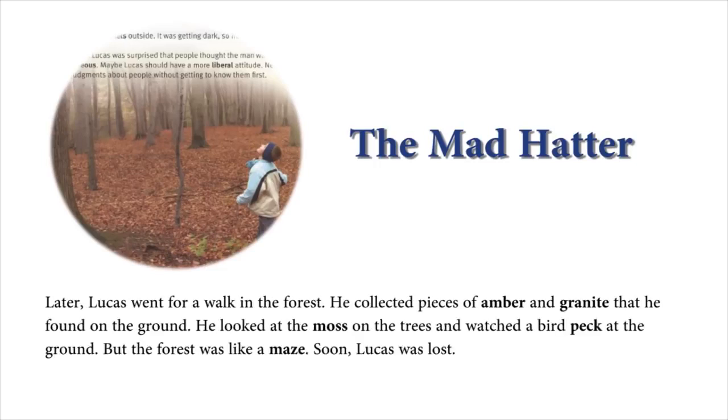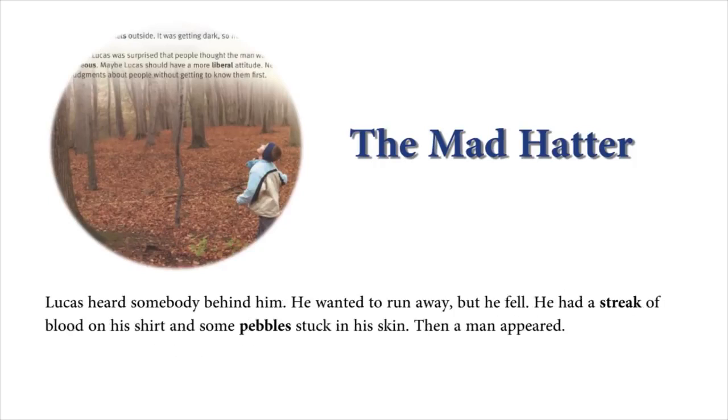Later, Lucas went for a walk in the forest. He collected pieces of amber and granite that he found on the ground. He looked at the moss on the trees and watched a bird peck at the ground. But the forest was like a maze. Soon, Lucas was lost. Lucas heard somebody behind him. He wanted to run away, but he fell. He had a streak of blood on his shirt and some pebbles stuck in his skin.